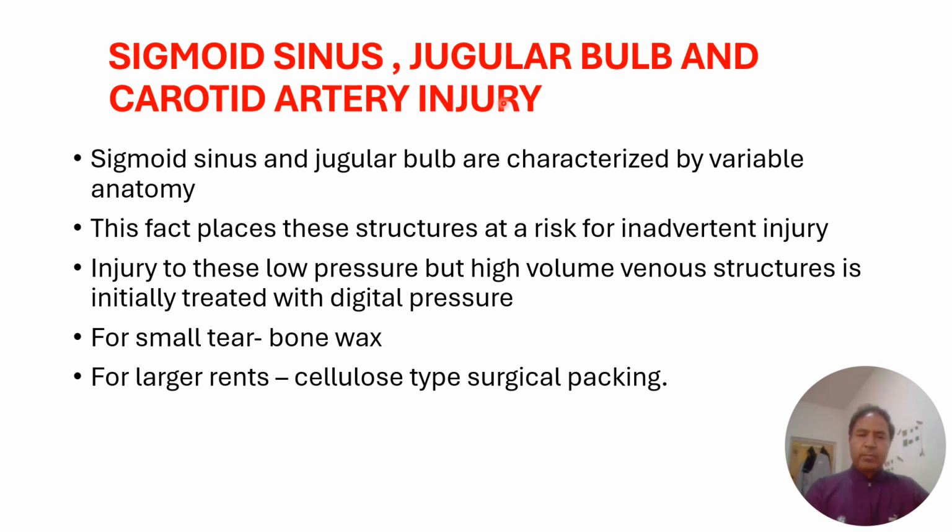Sigmoid sinus, jugular bulb and carotid artery injury. The sigmoid sinus and jugular bulb are characterized by variable anatomy. This fact places these structures at risk of inadvertent injury. Injury to these low pressure but high volume venous structures is initially treated with digital pressure. For a small tear, bone wax; for a large tear, cellulose type surgical packing.